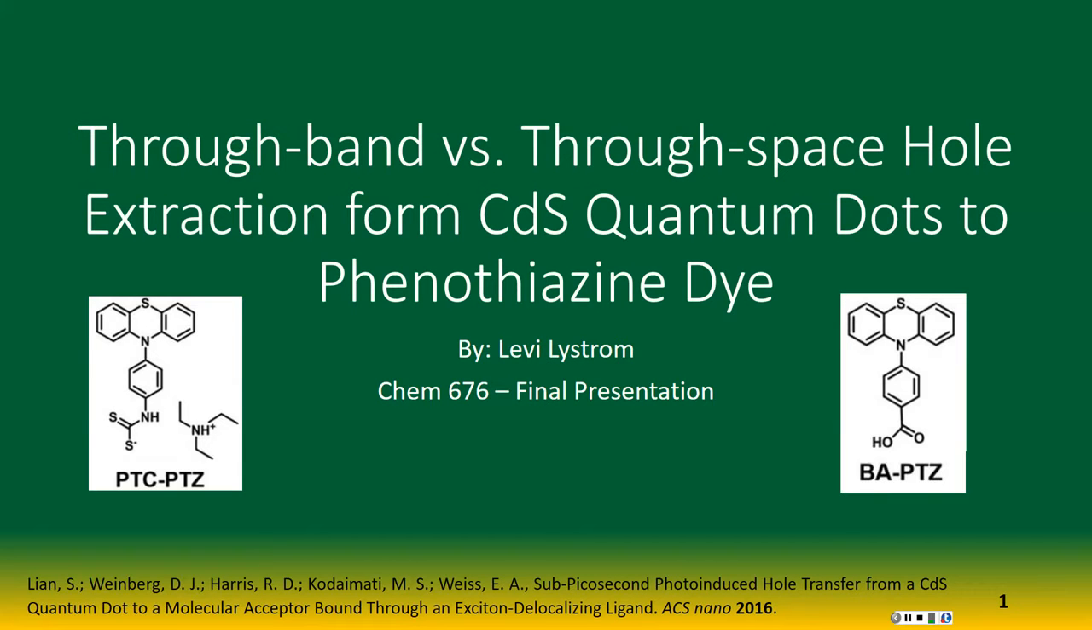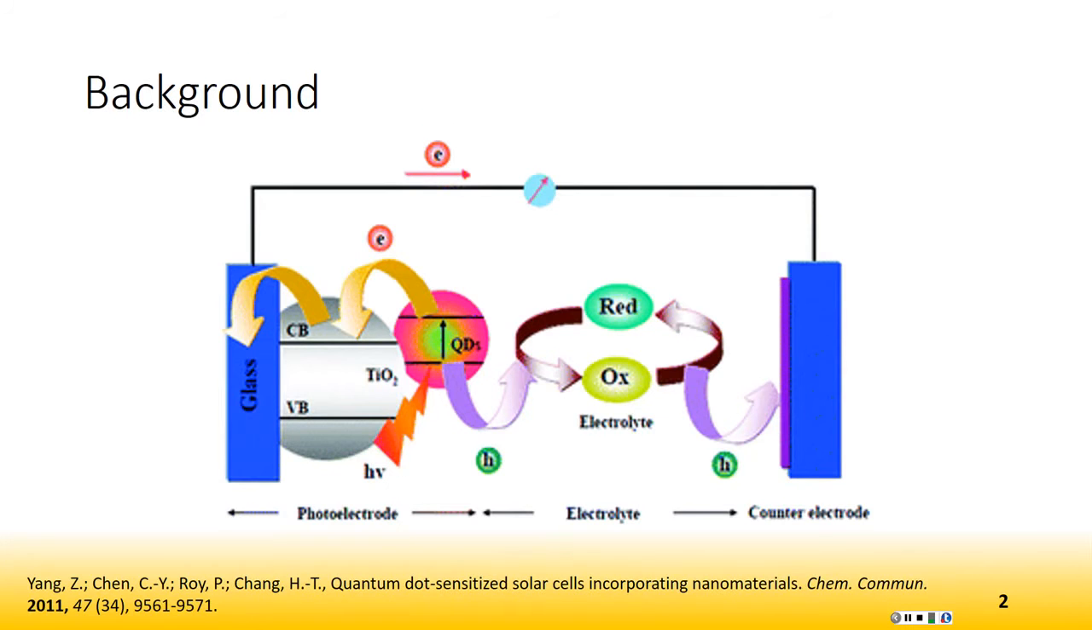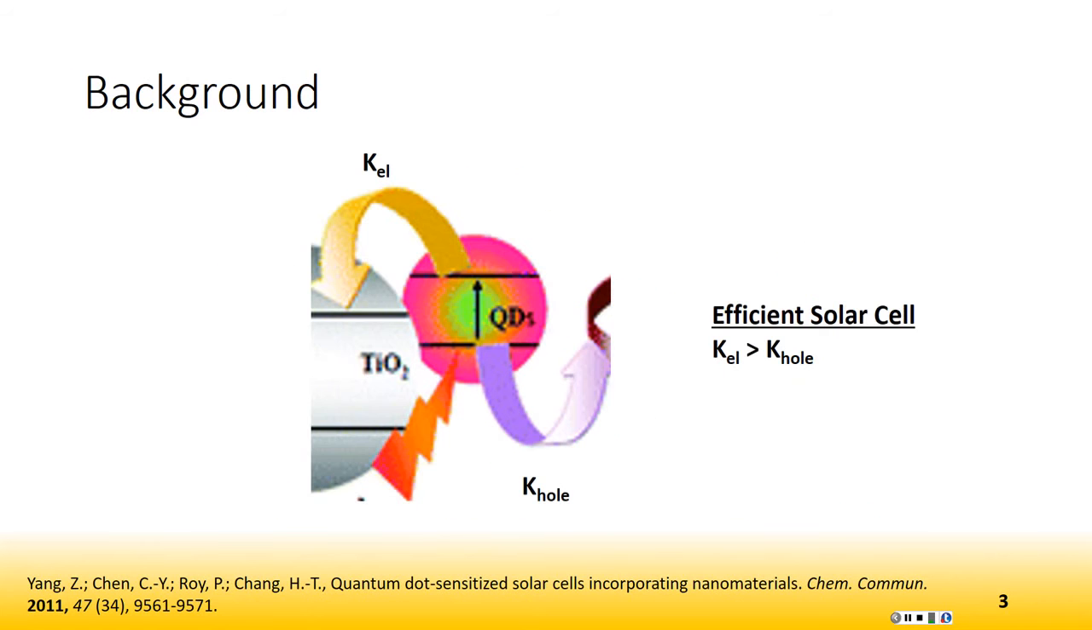Today I'm going to talk about two different dyes and the rate at which holes will be taken from the quantum dot. The motivation behind my talk is we want to put it inside of a solar cell, and there are several things that need to occur, but the things I'm interested in are the rates at which the electron is taken from the quantum dot and the hole. And we want the hole rate to be faster than the electron because that helps the system be more efficient.